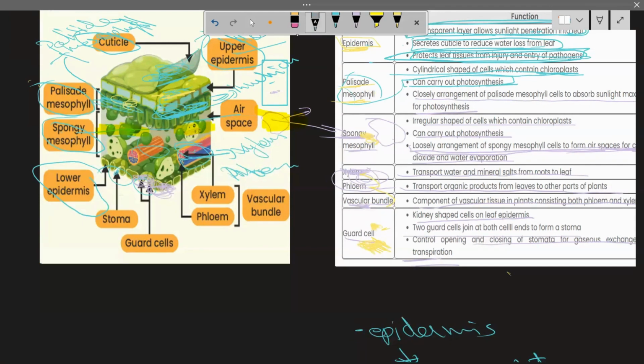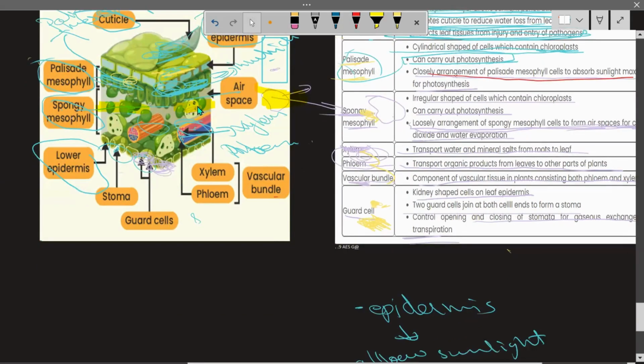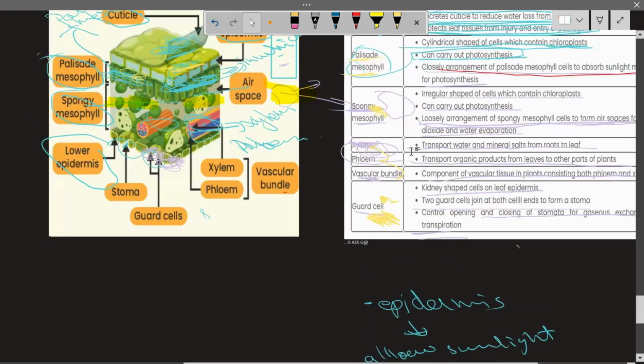This prevents loss of sunlight and grabs maximum. So in palisade mesophyll, their closely arranged cells help to absorb maximum sunlight for photosynthesis. As you can see, this arrangement helps them get maximum sunlight because no sunlight is lost due to the arrangement.